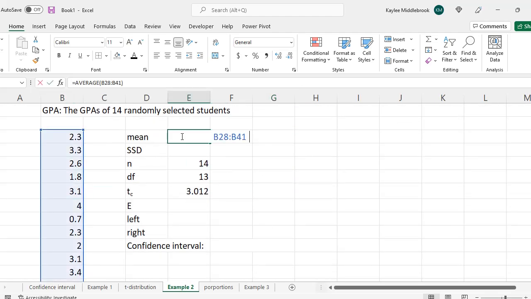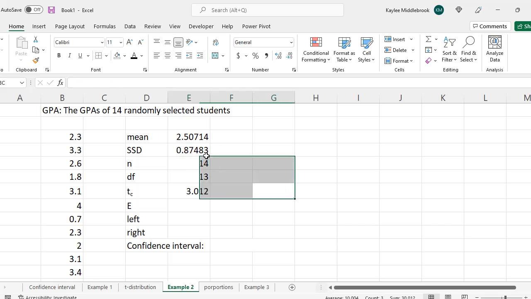For our mean, we're just going to use our average function in Excel, which is equals average. And then the same thing for our standard deviation. Just make sure you do equals STDEV.S, not the STDEV.P. Otherwise, we'll use the wrong equation. So make sure that you remember that you're calculating a sample mean, not a population mean, and a sample standard deviation, not a population standard deviation.